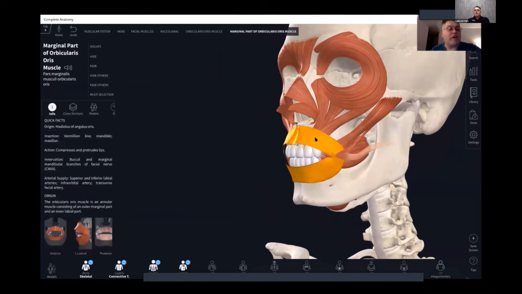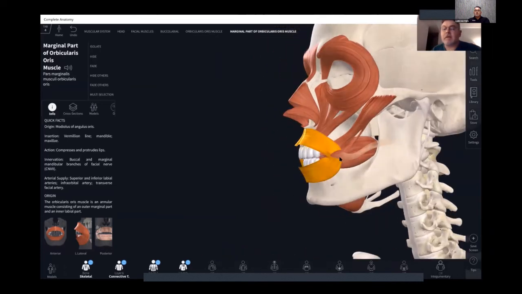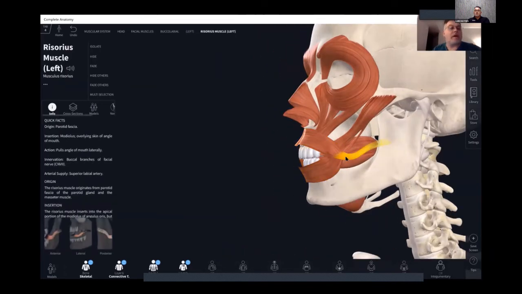Here, the origin is the modiolus of the angulus oris. It inserts into the vermilion line and the mandible and the maxilla. And so basically its action is it compresses and protrudes the lips. It's the lip muscle. We look a little bit lateral, we'll get to the risorius. Here its origin is the parotid fascia, and then it inserts into the modiolus, the overlying skin of the angle of the mouth. And the action is it pulls the angle of the mouth laterally. So it's got almost a linear pull here.